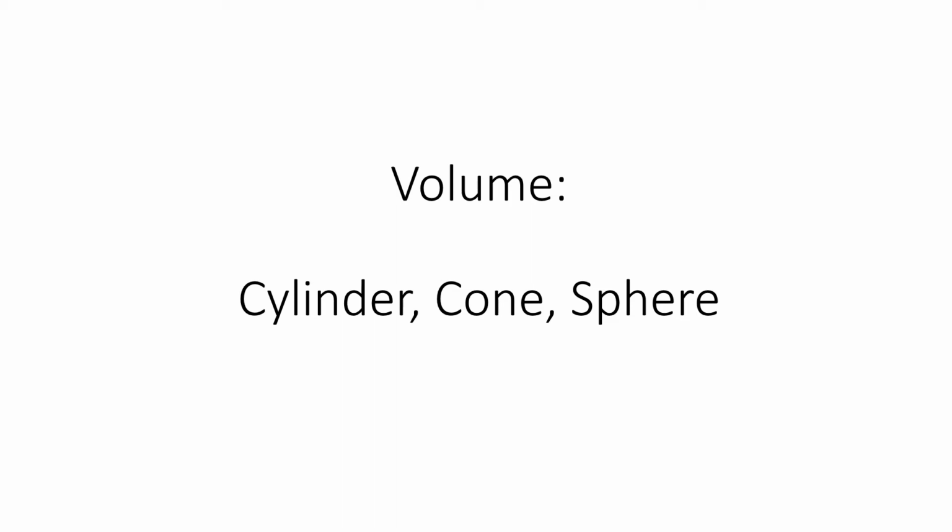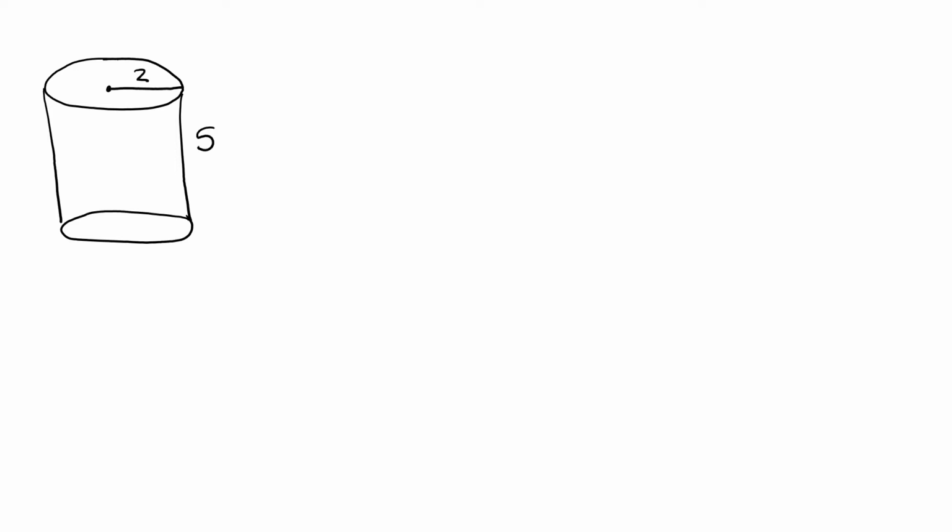This video is over volume of cylinders, cones, and spheres. For our first problem, we have a cylinder, and it has a radius of 2 and a height of 5. We're going to use our formula, V equals pi r squared h. We plug in our radius 2 and our height, which is 5.